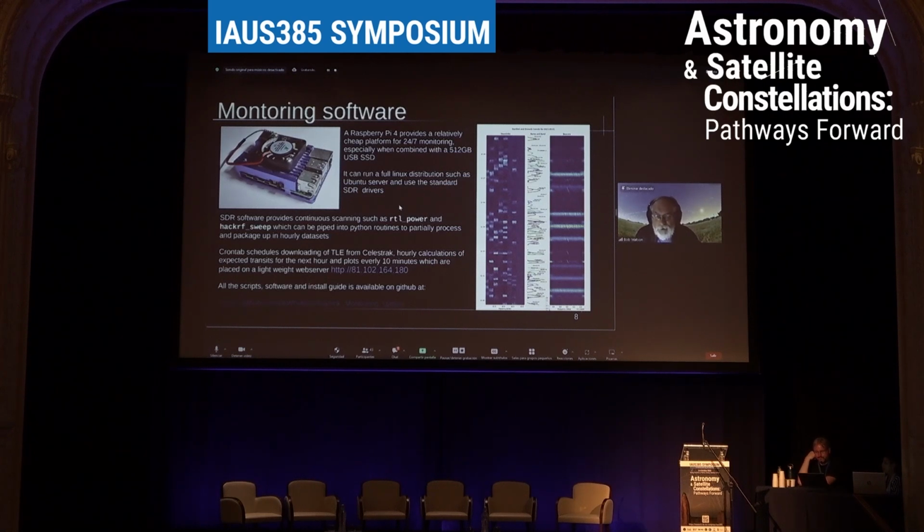So you can have a crontab, which is a set of commands run on a sequence at particular times of day. So just before midnight, pull down the TLE from Celestrak for the day, and that's stored along with the data. And that calculates the expected transits for the next hour. So I can do these plots. So I better explain this plot.